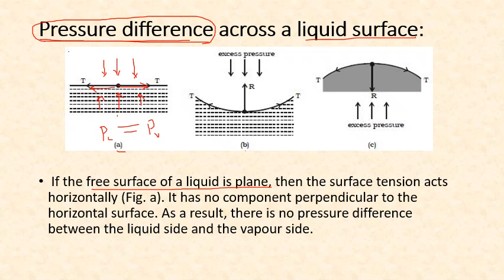Now consider figure B, where the surface of the liquid is curved inward like this. That is, the surface is a concave surface. We know convex lens and concave lens, so this shape is a concave shape. If the liquid surface is a concave shape, what is the pressure difference? We have to find out.